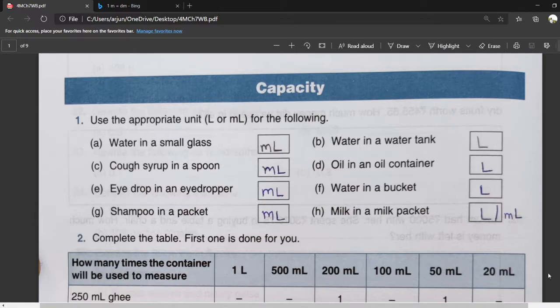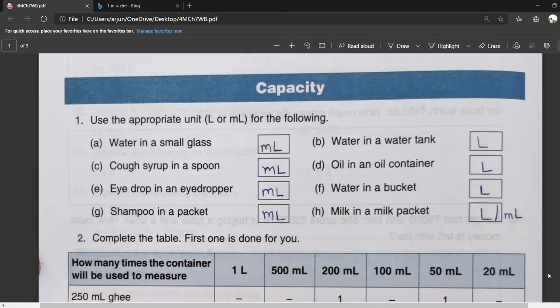Yes. The next is water in a water tank. Now, the water we use in our house, we store it first. The municipality supplies us the water that we store in a water tank, and we measure the water tank in liters, right? We have water tanks of 100-liter capacity, 200, 300, sometimes over 500 liters of capacity.